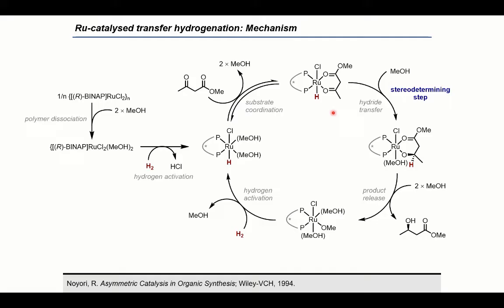Now for the magic: transfer of a hydride species to the carbonyl carbon. This happens in a stereoselective manner, giving the chiral product shown here. After release of the product, the catalyst can be recycled by activation of another molecule of hydrogen. Now that might seem like a lot of information, but don't worry, we'll go through each of these aspects carefully in the slides that follow.